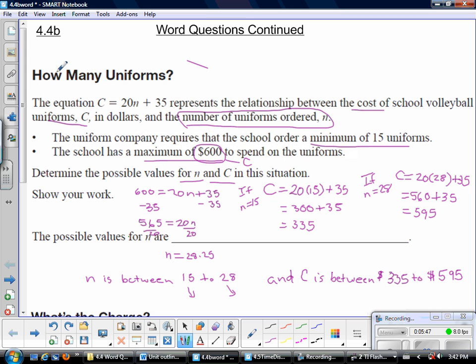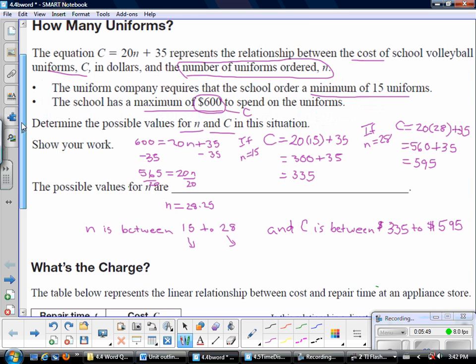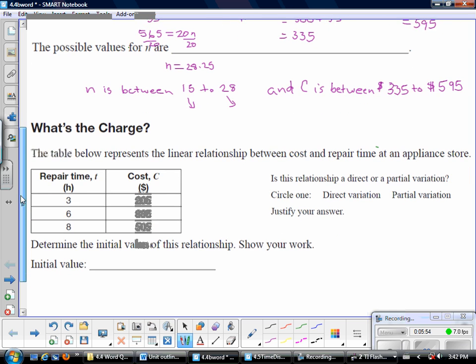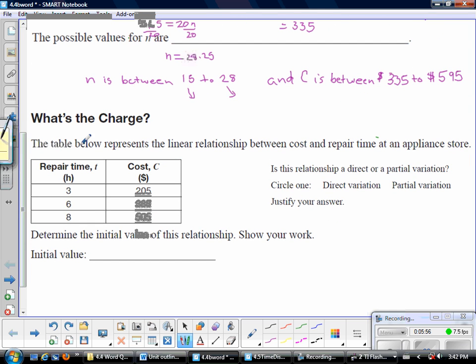Okay, very different kind of question. Did we have the ability to solve it? Yes, we did. Was it straightforward? No, but you could do it. Okay, the next question says, what's the charge? And the first thing that I noticed without reading anything, I have a table of values. So that means I need to know about table of values with partial and direct variations.